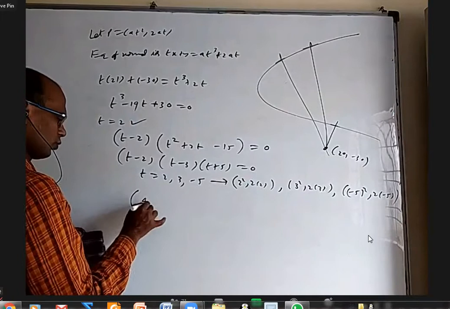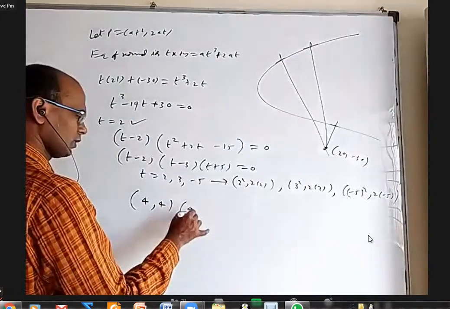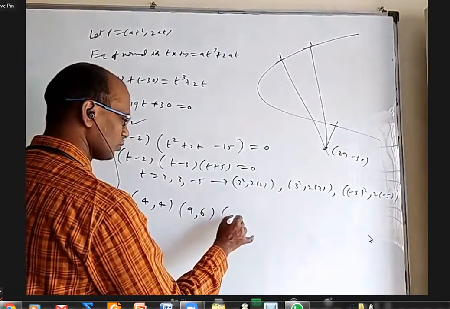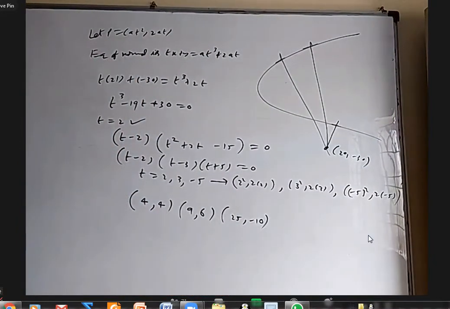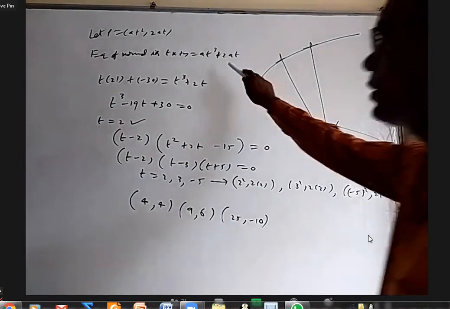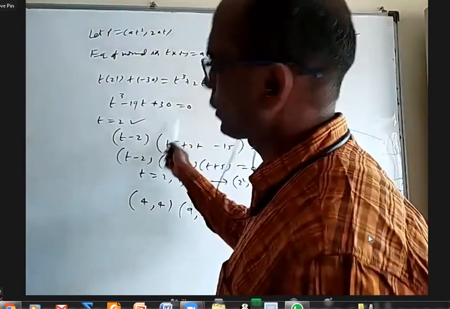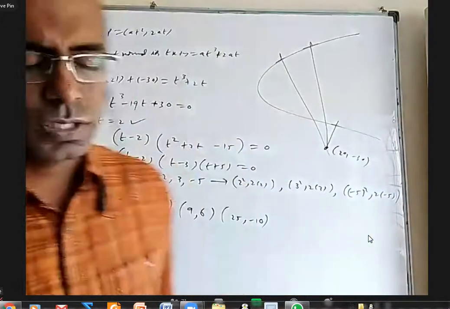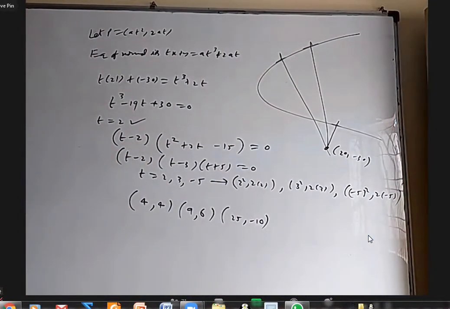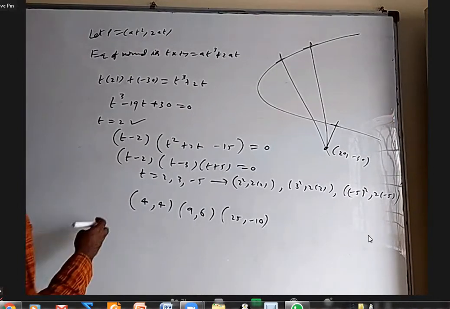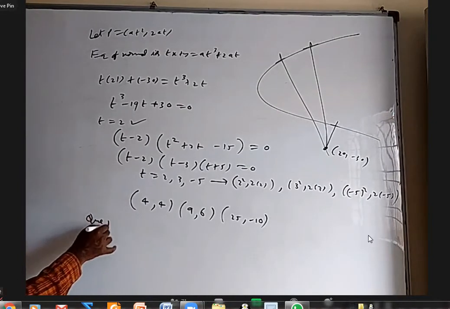So that is (4, 4), (9, 6), (25, -10). Okay, so what we've done is, the process is simple. We took the general tangent, substituted the given point, and got a cubic equation. We have to just solve by trial and error here. Okay, next question may be a little easier.